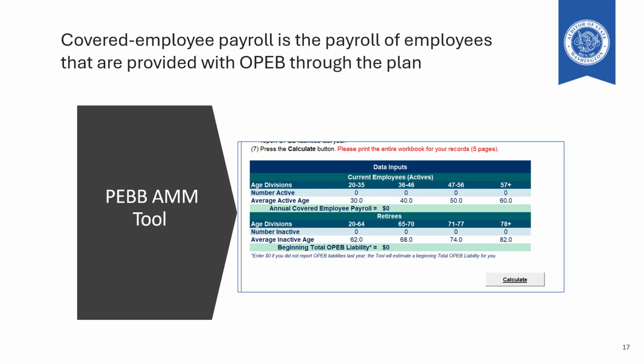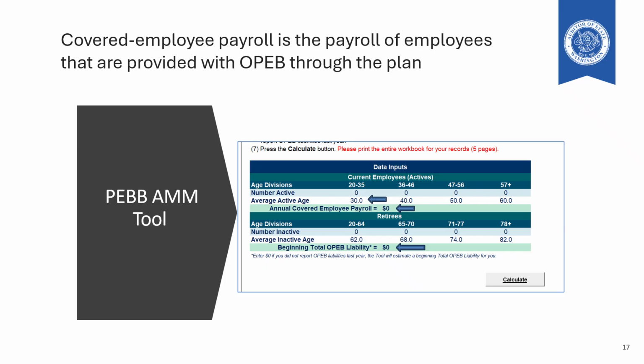This is an example of the OPEB AMM tool. As you can see, there will be data inputs that you are able to enter. You will put the number of active employees and retirees in the appropriate age divisions. Be sure to also update the average active and inactive age. Again, update beginning total OPEB liability if you have a beginning OPEB liability. You can also update your annual covered employee payroll amounts.